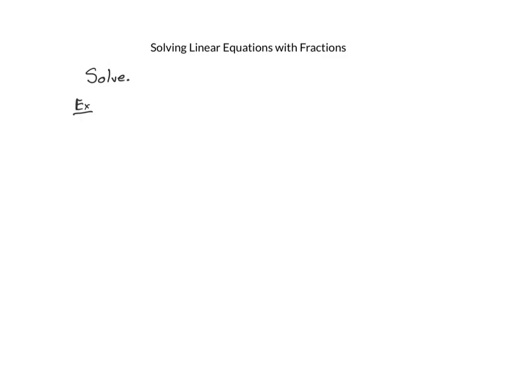So here's the problem I'd like you to solve. It is 4/7 times the quantity 6 minus x equals x minus 8x minus 1 over 2. And again, pause the video, give it a try, and see how you do.